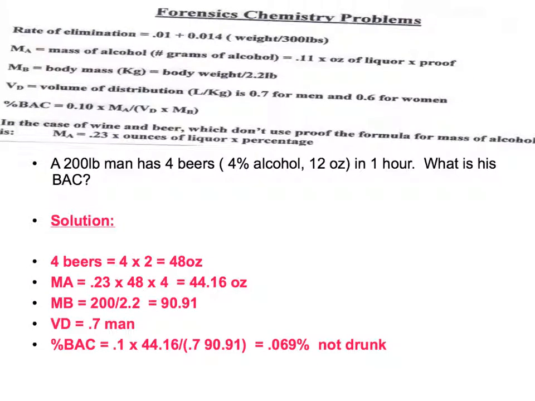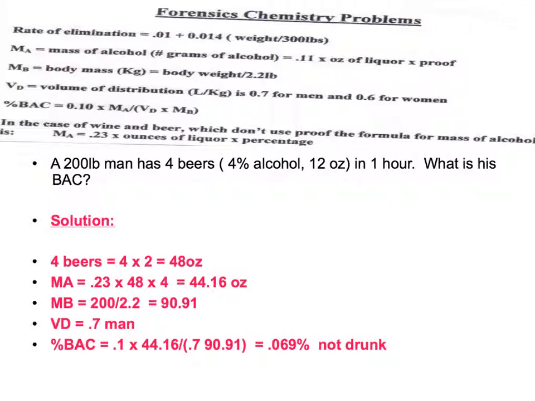This last type of problem that we're going to look at deals with beer and wine. Now read this statement right across here. You see, beer and wine does not use proof in their formula. So when we calculate our mass of alcohol, we must tweak our formula just a bit. And so our mass of alcohol with beer and wine will use this formula right here, where we take 0.23 times our ounces of alcohol times the percentage.